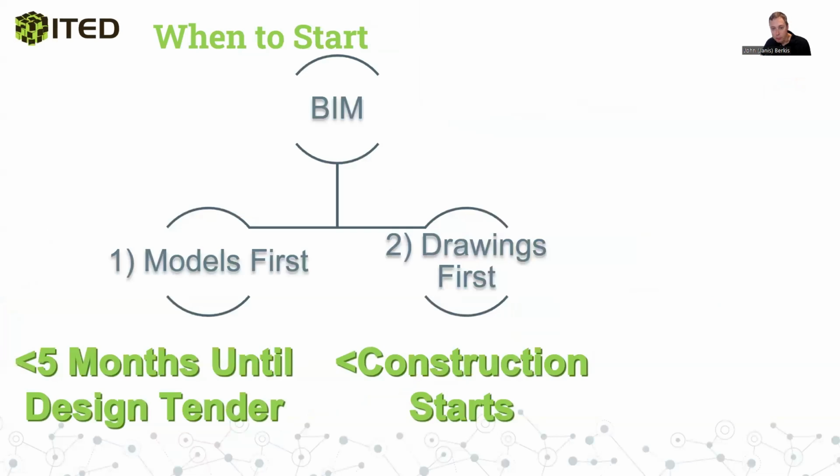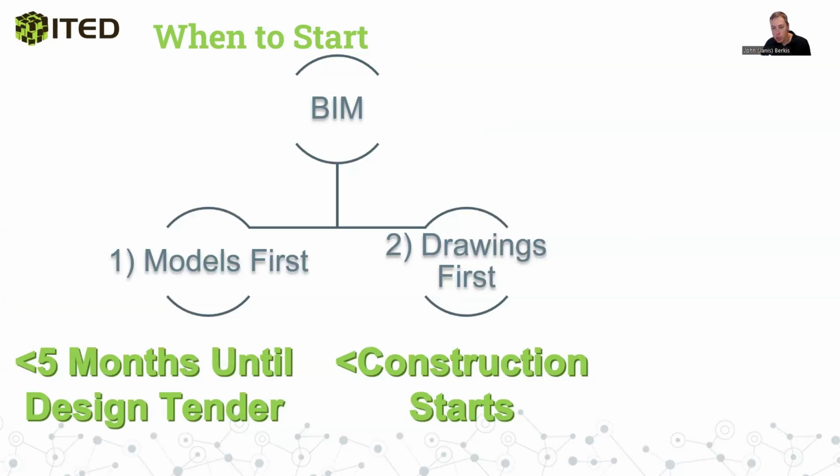So when to start? If you're wondering when is the right time to start thinking about BIM on your project, for the first strategy, it's usually recommended to start about 5 months before the design tender. This allows sufficient time to define and align the requirements and prepare for the tender.